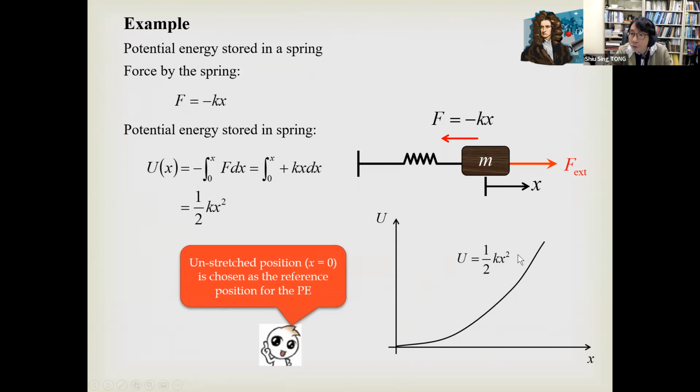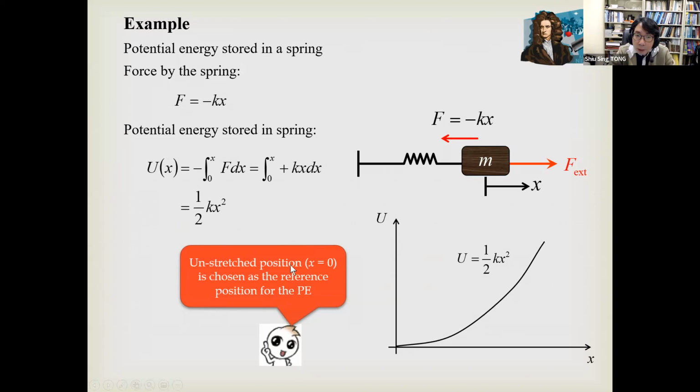This is a quadratic curve. The energy increases not with x, but with x squared. So if I double the extension, the energy will be 4 times as large. Okay, it does not go with x, but goes with x squared. Okay.